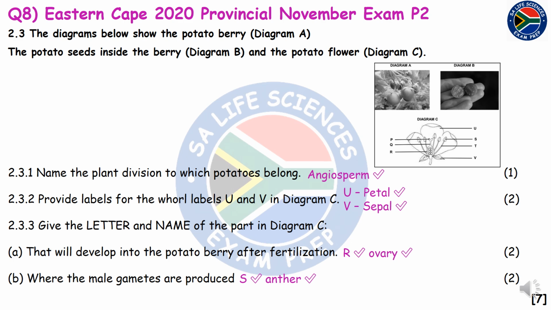2.3.3, give the letter and name of the part in diagram C. So which part will develop into the potato berry? That would be the ovary, R. The potato berry is the fruit, and we know that the fruit develops from the ovary, which is letter R. The part where the male gamete is produced, that would be the anther, which is label S.